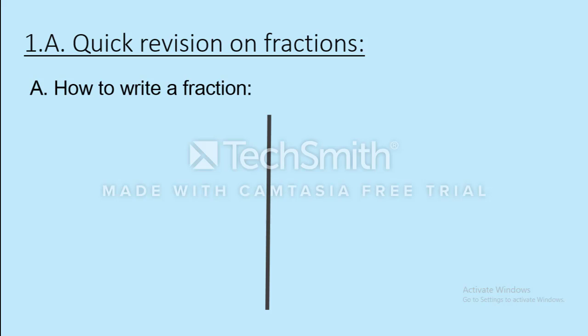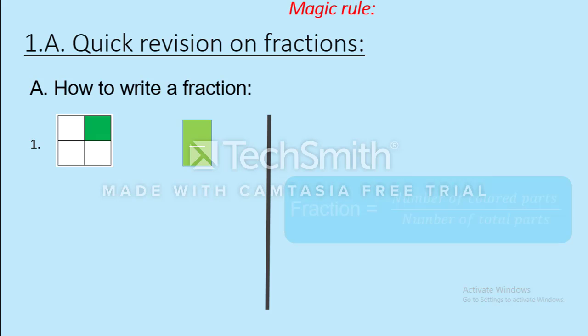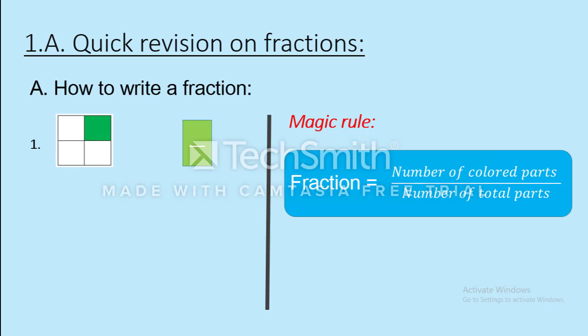How to write any fraction. Number 1: you have a square divided into 4 equal parts and you have only one green part. Before you write the fraction which represents our shape, we have to see the magic rule. To write any fraction, you should count the number of colored parts and write it on the top, and you should count the number of total parts and write it at the bottom.